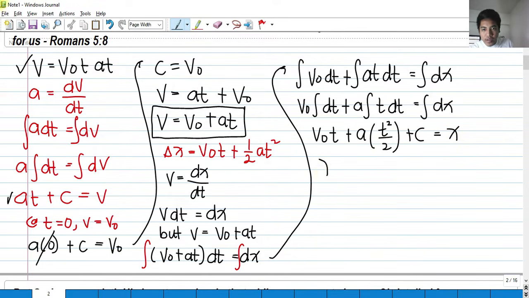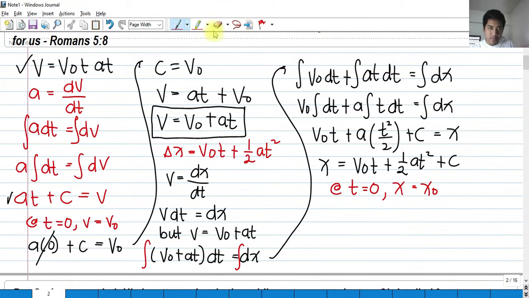So if we are going to rearrange this, we have x equals v naught t plus 1 half a t squared plus c. But we need to find the value of c in order for us to complete the equation. At a given initial time, at time equal to 0, the position is equal to the initial position. So that is the same.